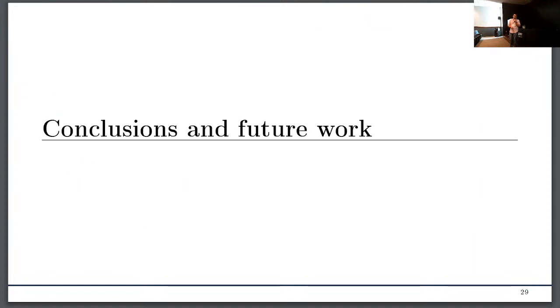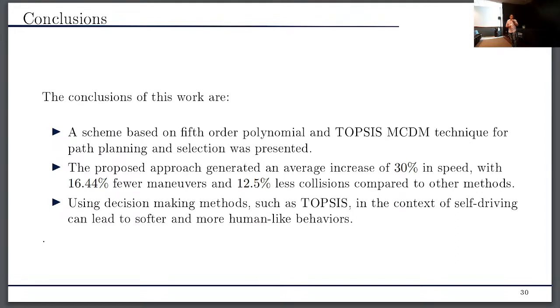So the conclusions and future work. The conclusions are that a scheme based on the fifth-order polynomial and TOPSIS was presented for path planning and selection of the optimal trajectory. The proposed approach generated an average increase of 30% in speed with 16.44 fewer maneuvers and 12.5% less collision compared to the other methods.